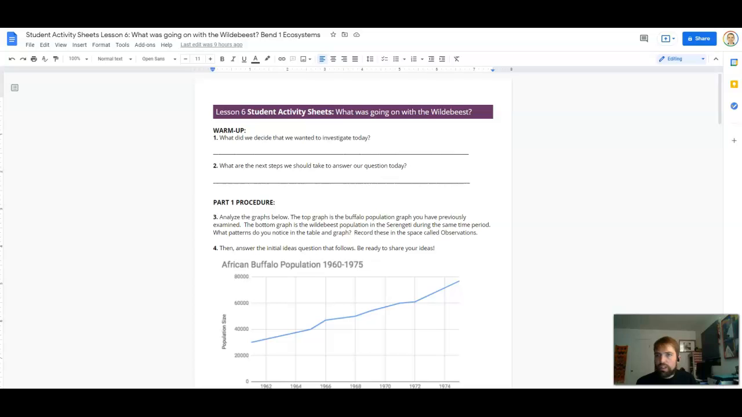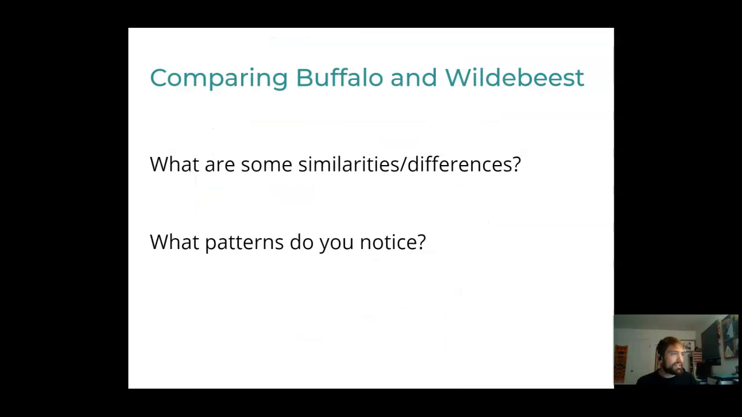Okay, so now what we're going to be doing is comparing buffalo and wildebeests. So what are some similarities and differences, and what patterns do you notice? So, fortunately, I was able to find a lot of data about the wildebeest population in the Serengeti during this time. So now we can use that to compare and figure out what might be going on with the wildebeest. So how are we going to make sense of the vaccine and the information we have about the buffalo and why its population has changed? And by doing that, we can compare it to another animal to see if that was the biggest reason or the most significant.